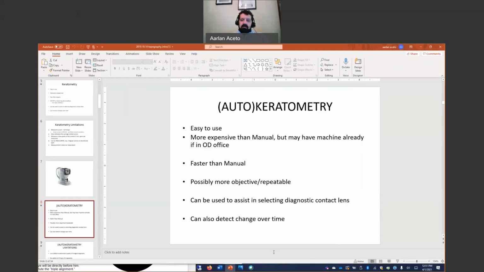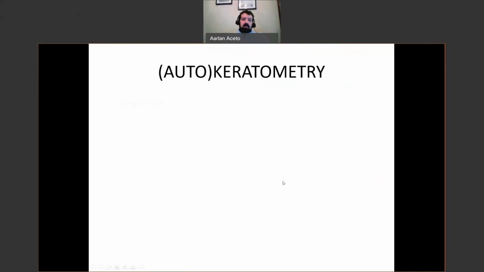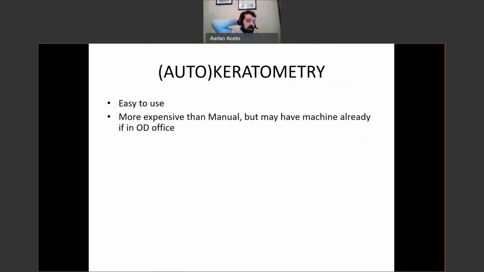So auto keratometry, why don't we just use this all the time instead if it's that much easier? Well, it's easy to use, and actually I'd argue this is probably the easiest of all of them, and we're doing it anyway for part of an eye exam for most offices. It is more expensive though. It costs more for an auto keratometer. It costs more for an auto refractor, and generally they're both in the same machine. You get the approximation of their refraction, and you get the approximation of their corneal curvature all in one report from the same machine. But it is more expensive.